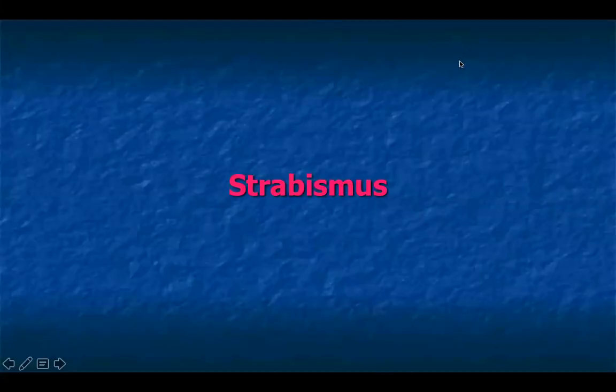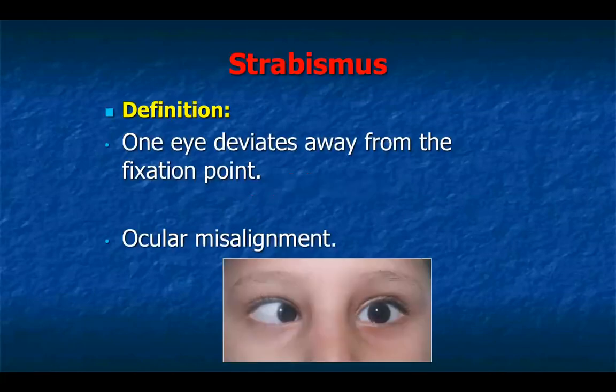Now we're going to continue our talk on strabismus. Strabismus is deviation of one eye away from the fixation point. So one eye is looking to the object, the other eye is not looking to the object. Or it's ocular misalignment. Ocular means eye, mis means abnormal, alignment means straight. So the eyes are not aligned together and both eyes are not straight. One eye is straight and the other is misaligned.